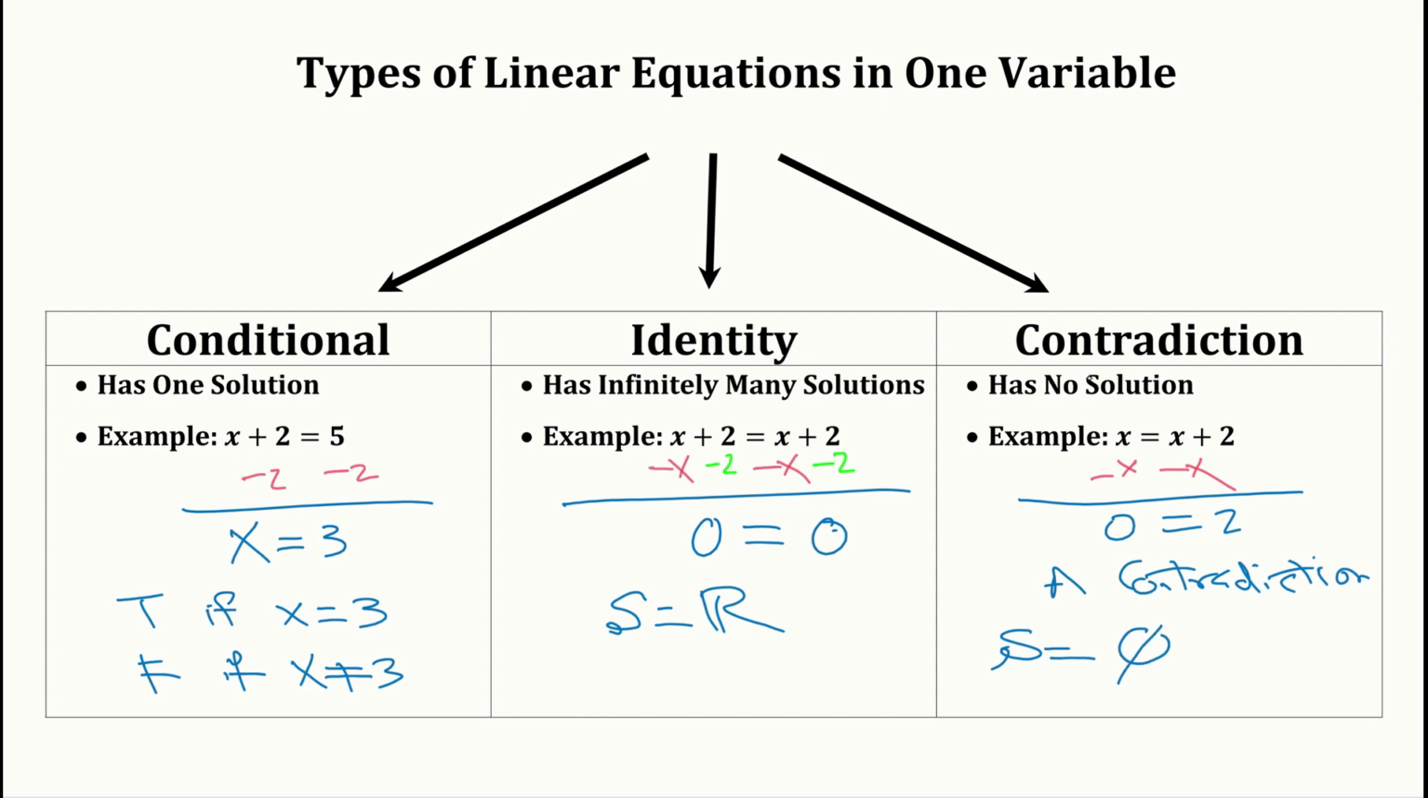Now, if somebody asks you what is the number of solutions of these equations, obviously you would say 0. Remember, you're not saying 0 is a solution. You're just saying there are 0 many solutions. In other words, there is no solution to this equation. All right, so these are the three different types of linear equations in one variable that we may encounter.